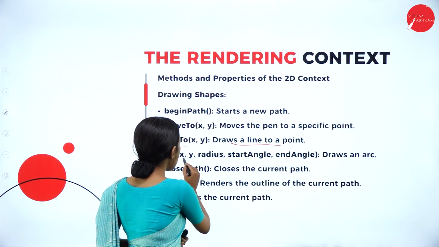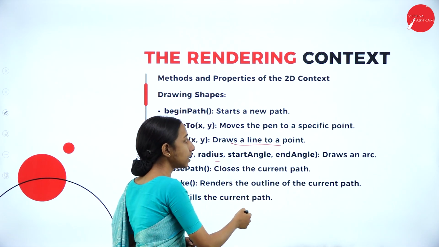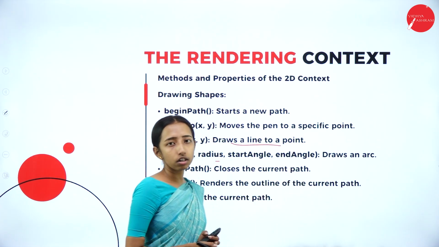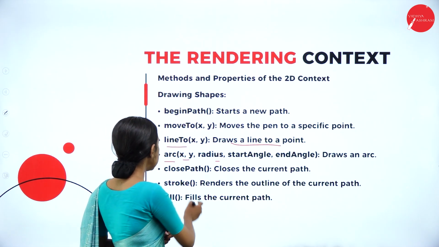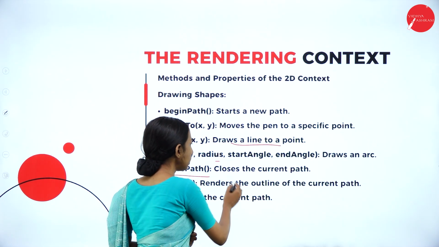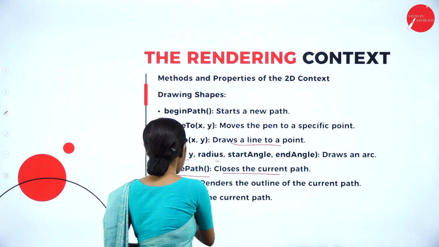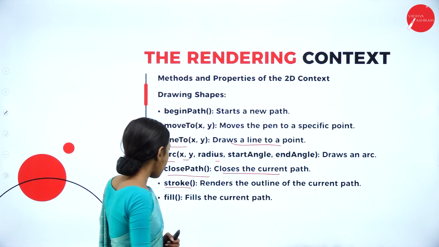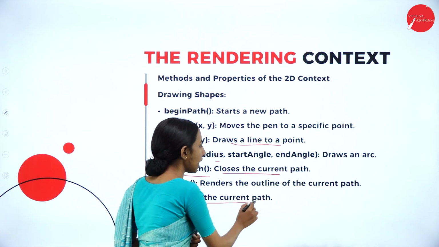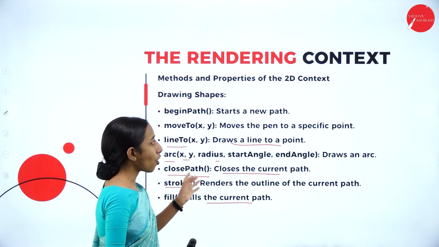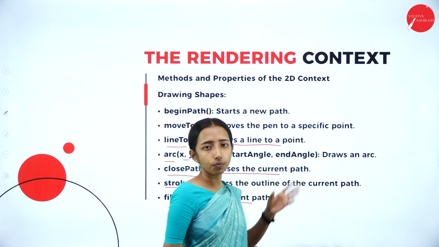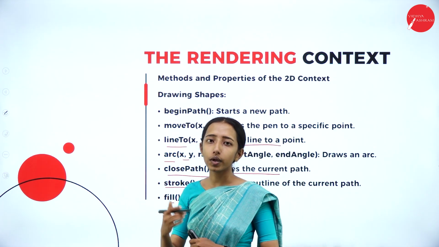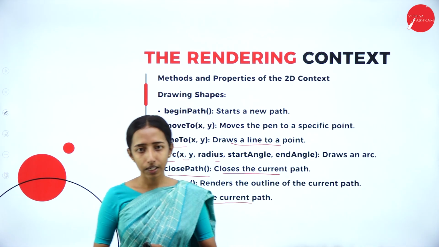Next, arc: X, Y, radius, a start angle and the end angle. This will draw an arc as we have given. The next one is closePath. This closes the current path, and stroke renders the outline of the current path, and fill fills the current path. So whenever you want to draw a line or a path, we will be using these methods. These are the common methods we use when drawing on a canvas.